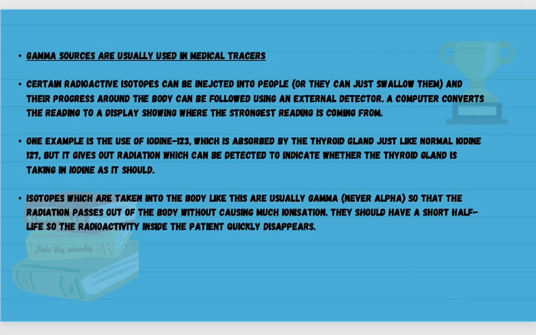Isotopes which are taken into the body like this are usually gamma, never alpha, so that the radiation passes out of the body without causing much ionization. They should have a short half-life, so the radioactivity inside the patient quickly disappears.